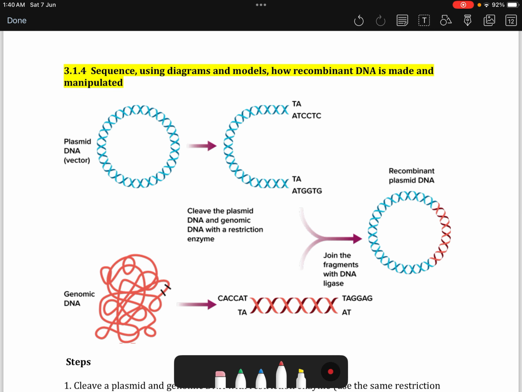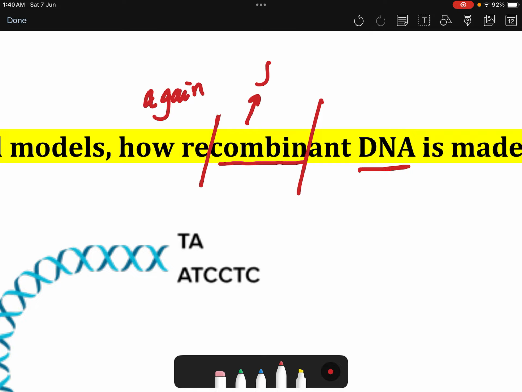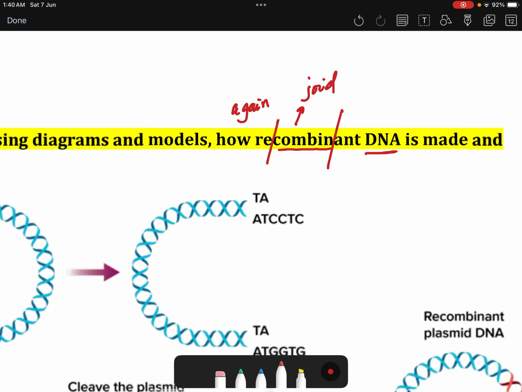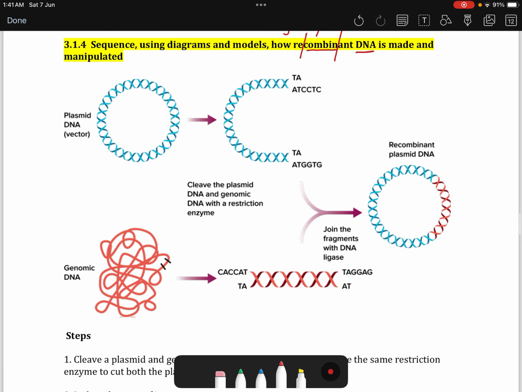Sequence, using diagrams and models, how recombinant DNA is made. First of all, recombinant. Re means again. Combinant is taken from combine, and combine means join. So you join the DNA once again. It's very easy. This technique helps you to make the recombinant DNA.